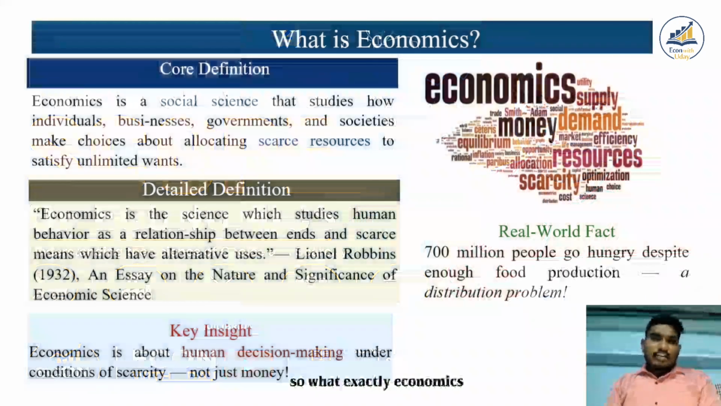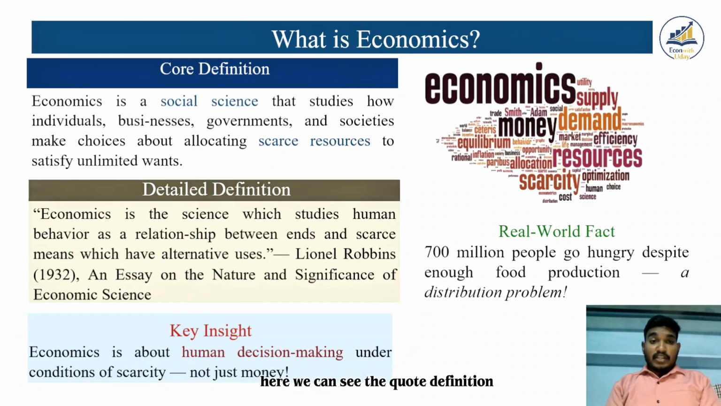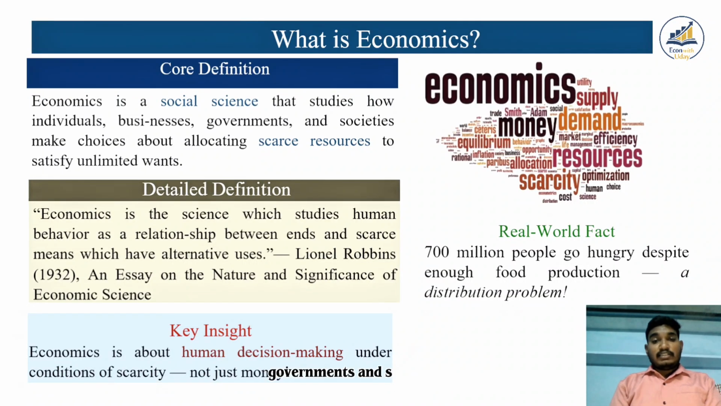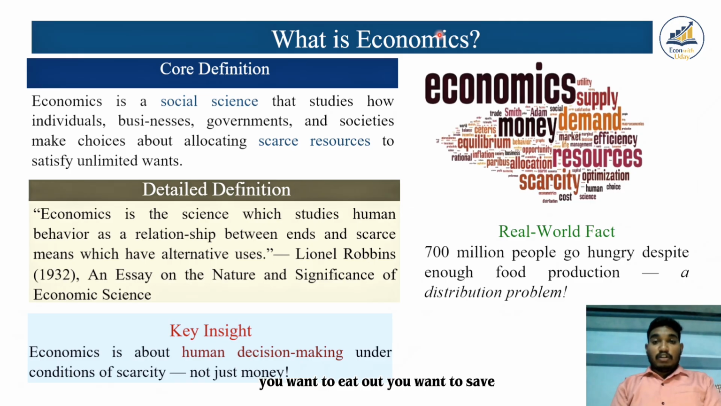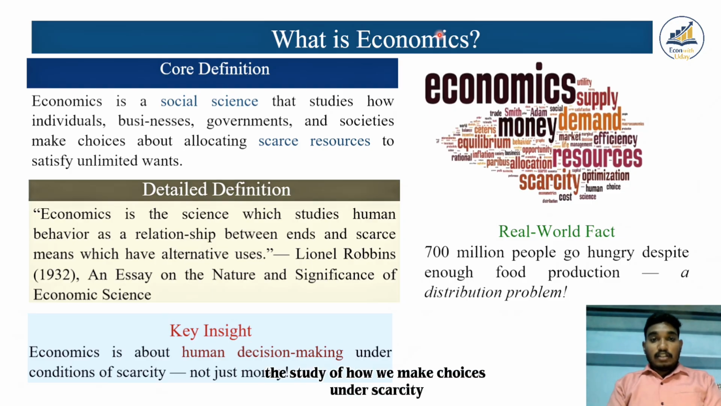So what exactly is economics? Here you can see the core definition. Economics is a social science that studies how individuals, businesses, governments and societies make choices about allocating scarce resources to satisfy unlimited wants. Let me explain with a simple story. Imagine you are a student with 2000 rupees pocket money for a month. You want to buy headphones, you want to eat out, you want to save. But you have only 2000 rupees. So you have to make choices. That is called economics, the study of how we make choices.